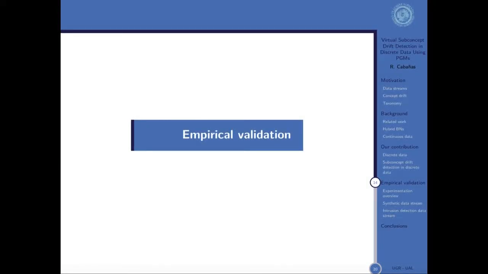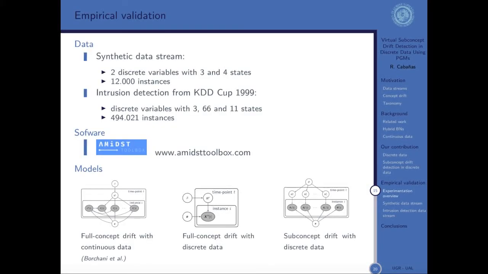We will finally pass to the empirical validation. Here in this experimentation, we consider 2 data sets. The first one was a synthetic data stream where we modified the sampling distributions. In doing so, we were able to simulate the change of concept. The second one was data from a machine learning contest with about 500,000 instances. The variables that we analyzed contain 3, 66, and 11 states.